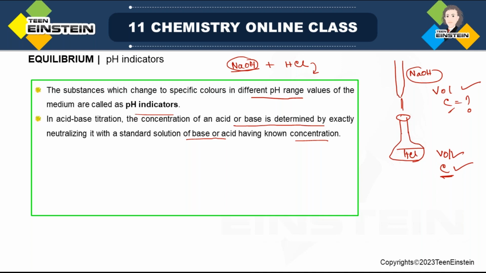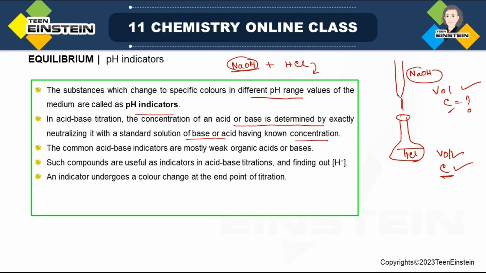There are different types of titration, and acid-base titration is one type. The concentration of an acid or base is determined by a neutralization reaction, because an acid-base reaction is a neutralization reaction, where salt and water are formed. And in this case, we use these indicators.